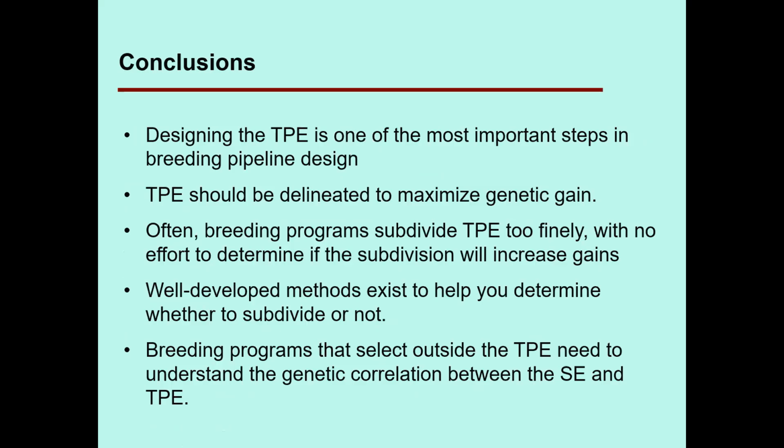Often breeding programs tend to subdivide TPE too finely with no effort to determine really whether that subdivision is going to increase the rate of genetic gain. There is a body of theory that exists to help you determine whether to subdivide or not. And breeding programs that really select far outside the TPE in a centralized location need to understand the genetic correlation between that selection environment and the TPE.